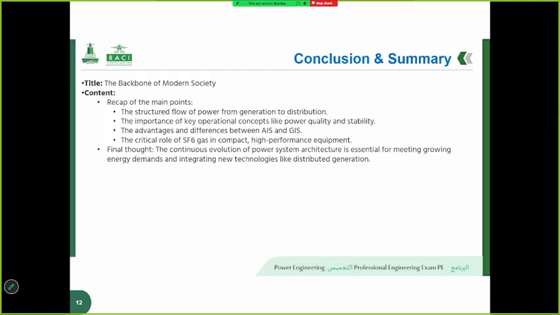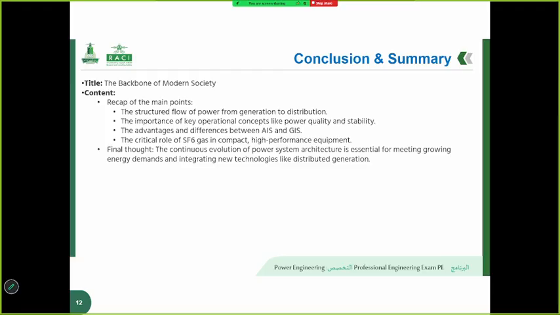Another item is the advantages and differences between AIS and GIS. Briefly highlight the contrasting substation architectures. AIS is the traditional design, with greater space use and simpler design, while GIS is the modern, compact, and highly reliable alternative, ideal for space constrained environments.